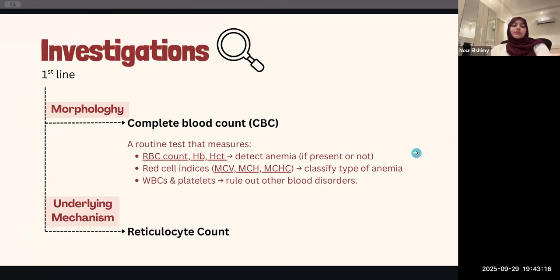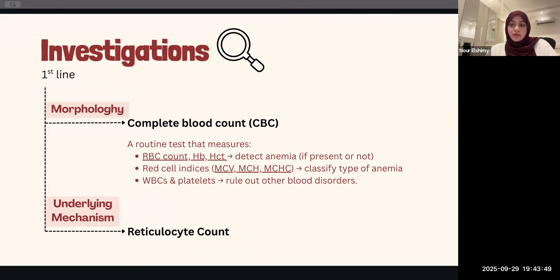Right now we talked about the complete blood count. We talked about red blood cell count, hemoglobin, and hematocrit, which are the three measures we need in order to tell if someone has anemia or not. If they're below the normal range, someone has anemia, but they're not enough to tell us which type of anemia. That's why we look at the red cell indices, MCV, MCH, MCHC, to be able to classify the type of anemia.